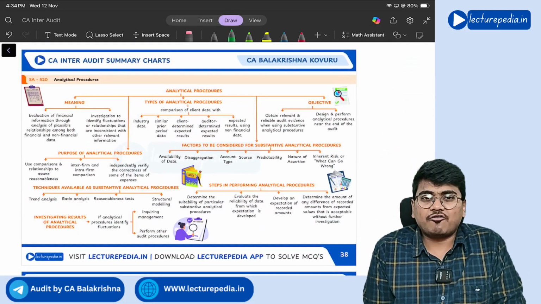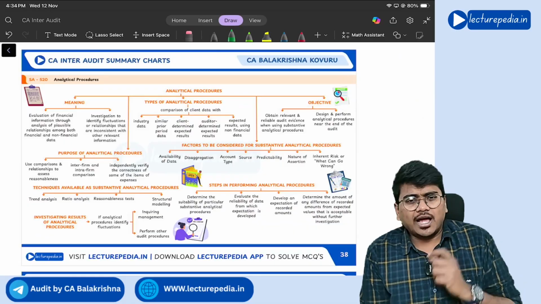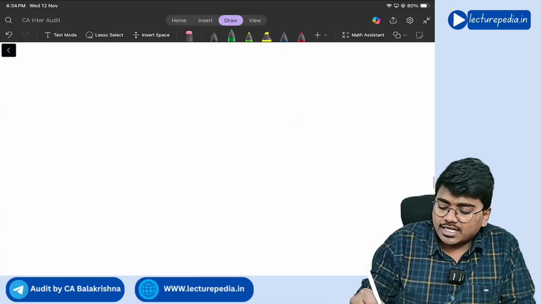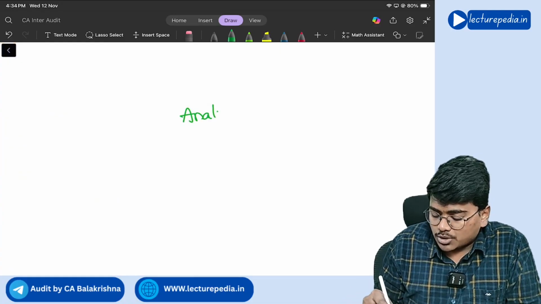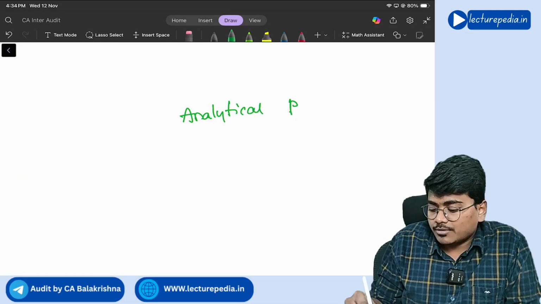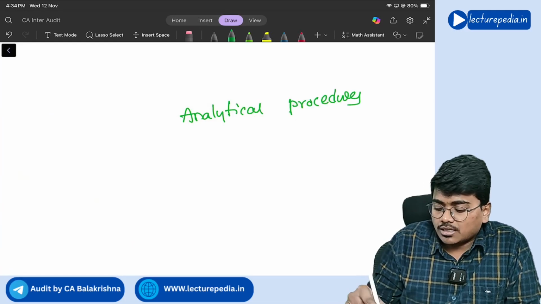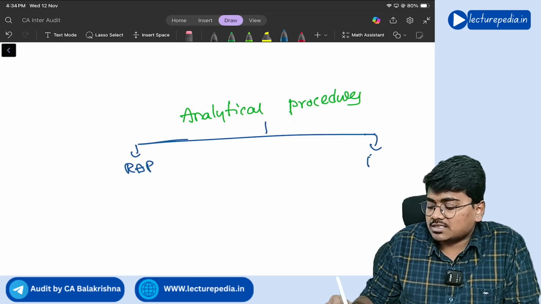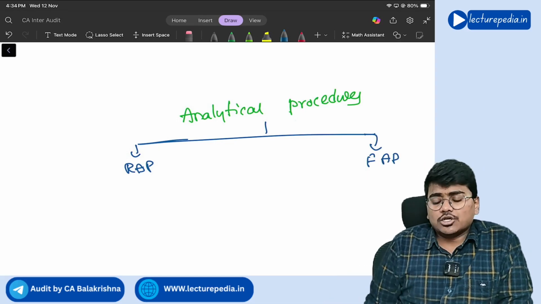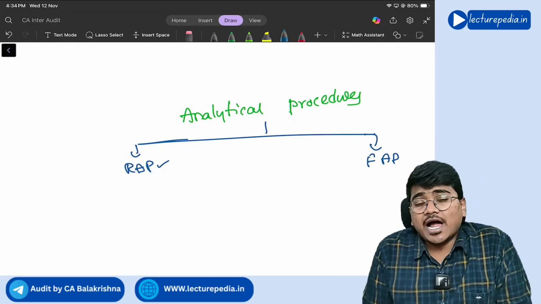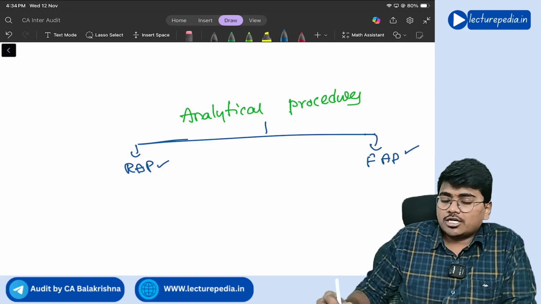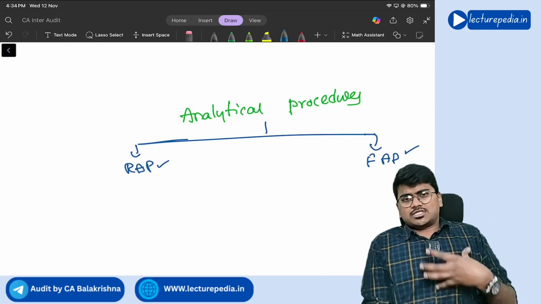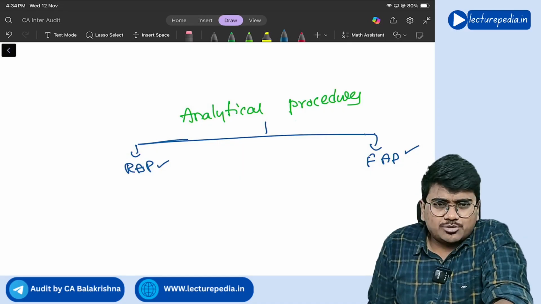Next, moving to SA 520, which is with respect to analytical procedure. So, if you remember, I told you that analytical procedure can be used as both risk assessment procedure as well as further audit procedure, right? So risk assessment procedure you will use for identifying and assessing the risk. Further audit procedure, as a response to that risk assessment, you will design. Now we will see how you can use analytical procedure as a risk assessment procedure first of all.